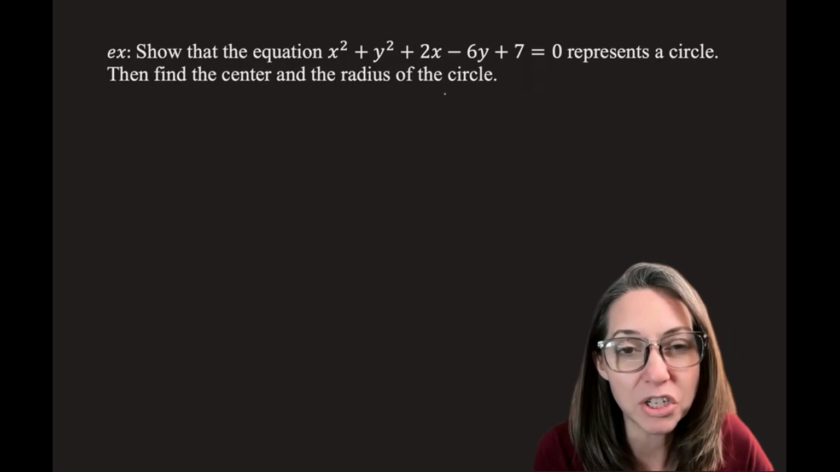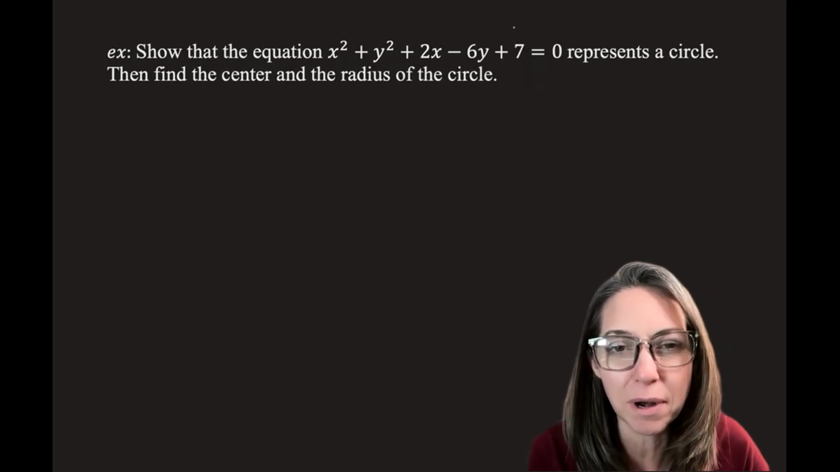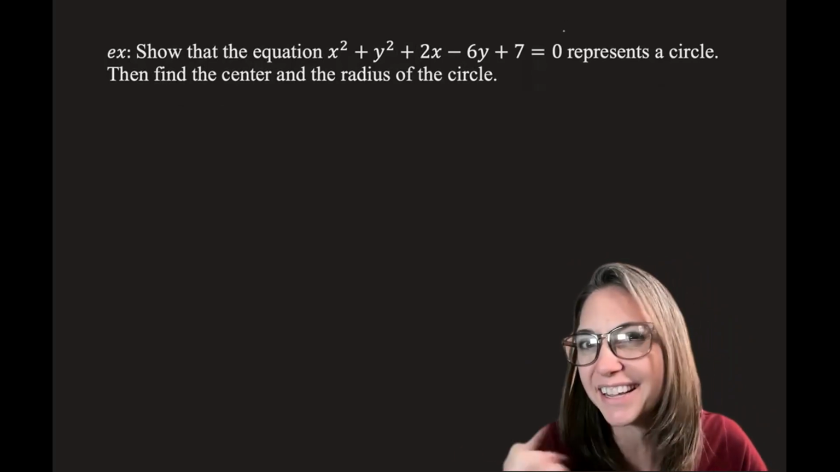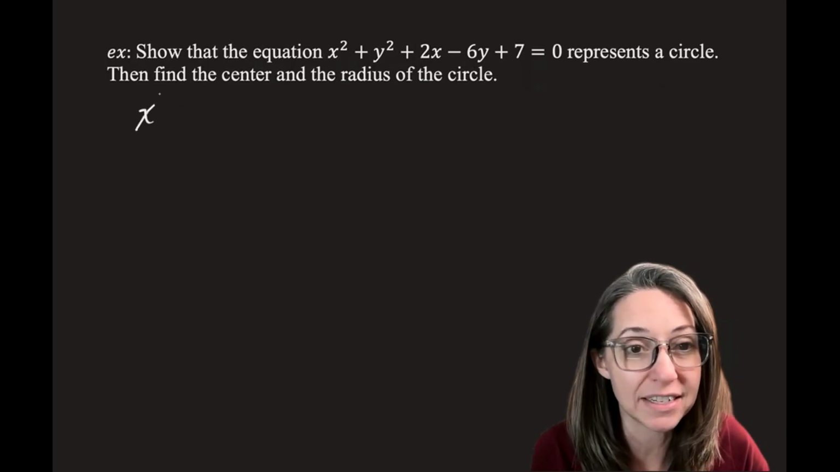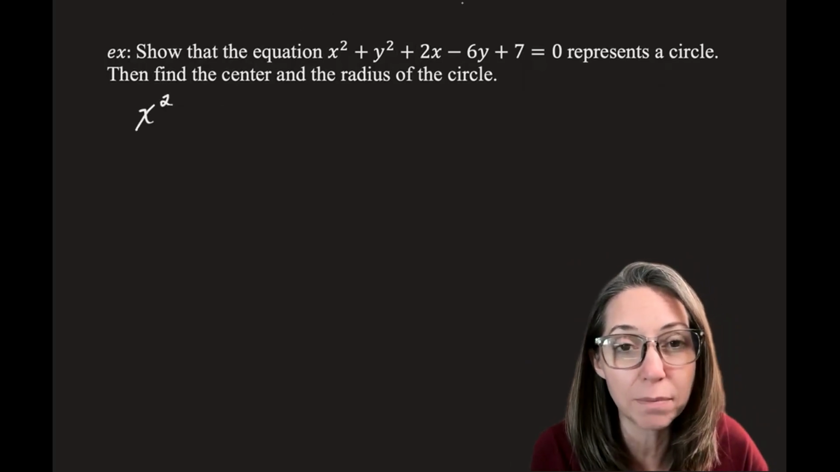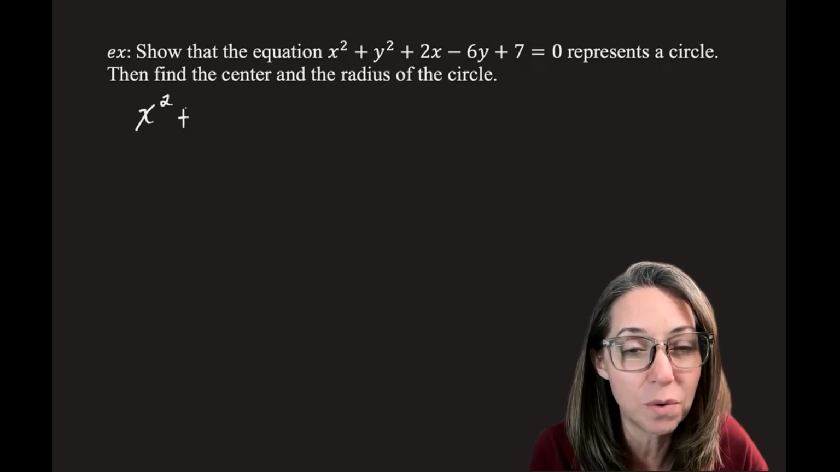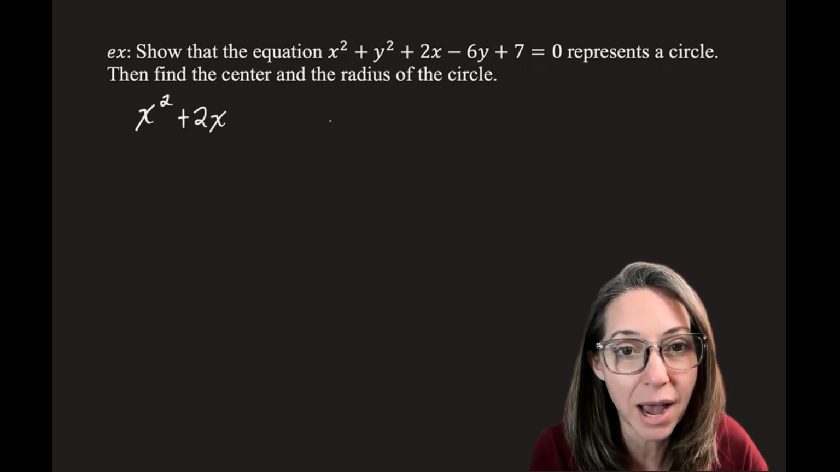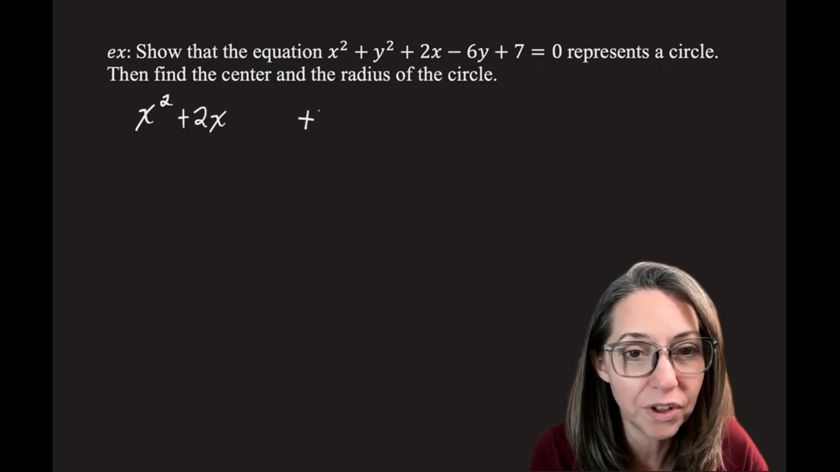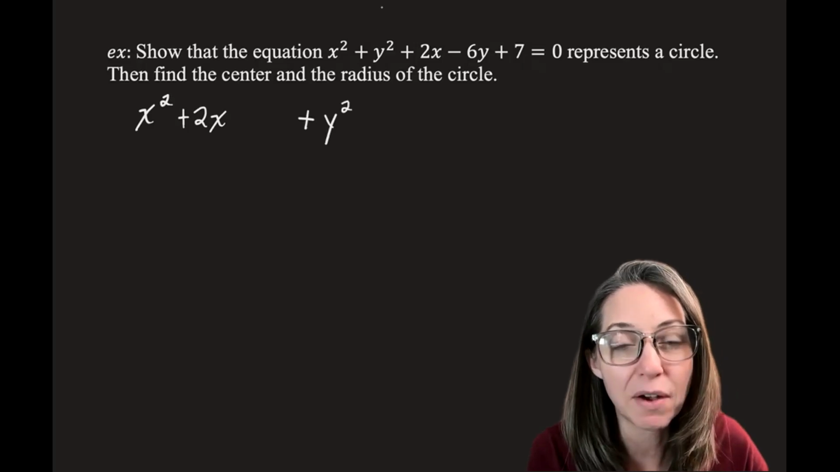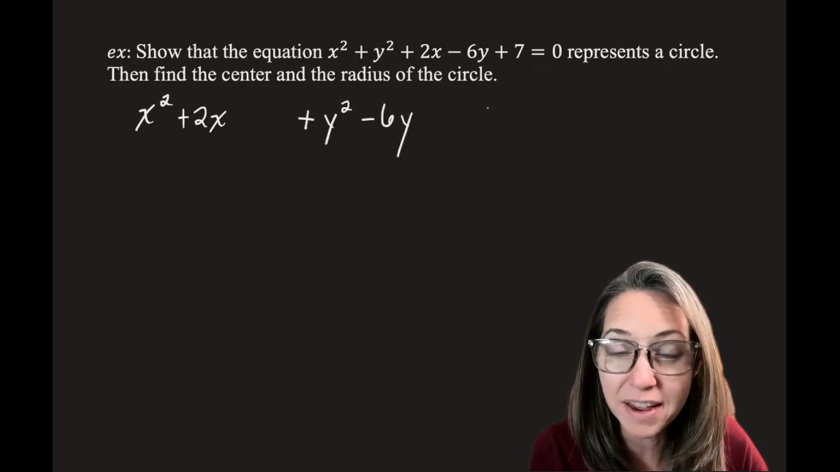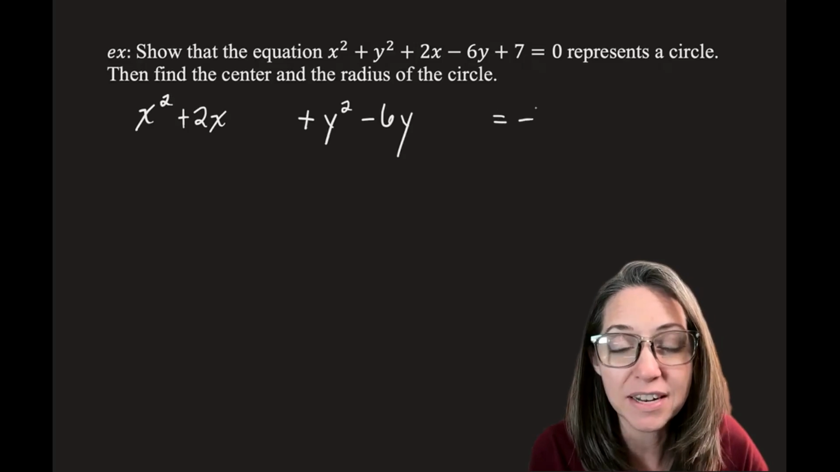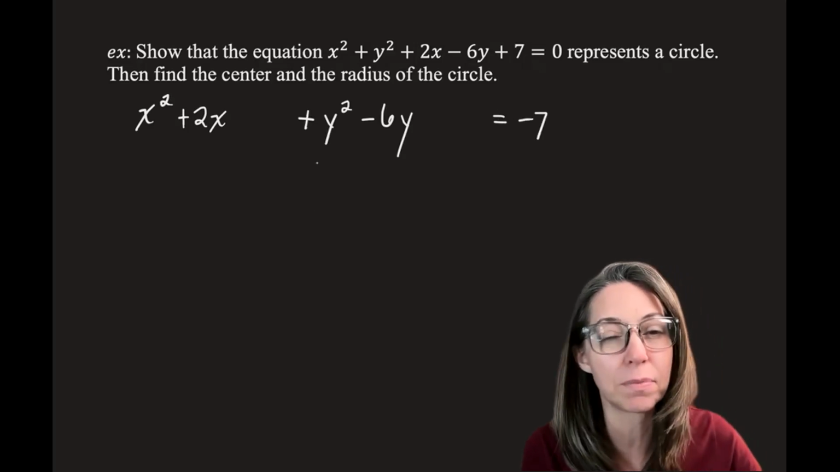Well, just for a minute, I'm going to put the constant on the other side, which gets it out of the way. And I'm going to regroup my x's and my y's. So I'm going to start with x squared, but then next I'm going to write the plus 2x. We're going to leave a little gap there. We'll fill that in just a minute. Then we have y squared minus 6y. Leave a little gap there. And that equals negative 7 when we subtract 7 from both sides.